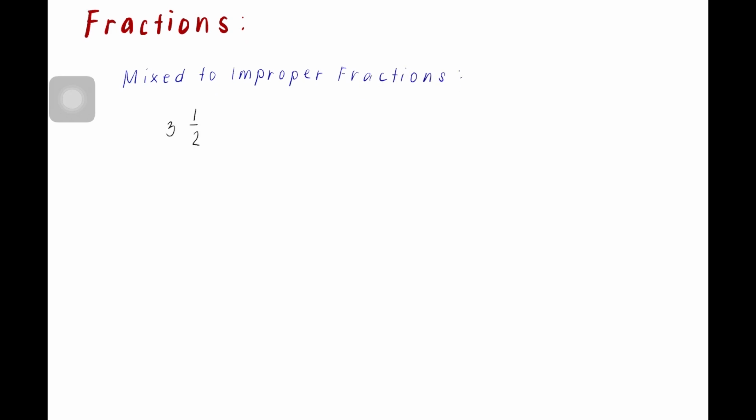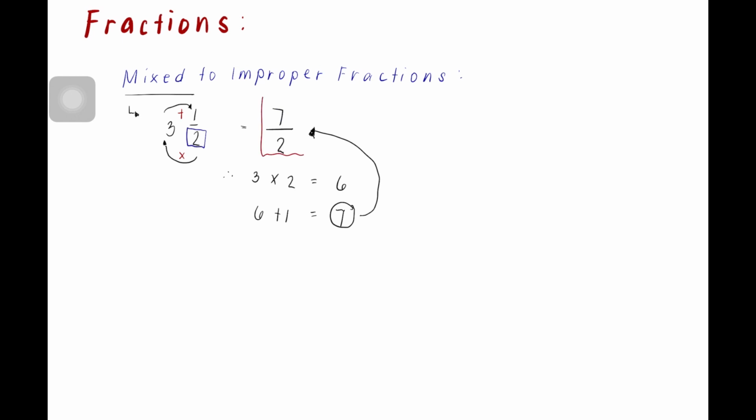So we're going to start with the basics, converting fractions. So mixed fractions to improper fractions. Here we have a mixed number 3 1/2, and to convert this, the easiest way is to multiply the denominator 2 by the whole number 3. We get the product 6, and then we add it to the numerator, which is 1, and so we get 7. Then we just copy the denominator.